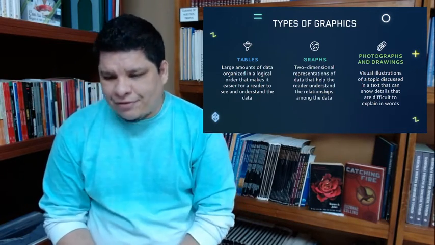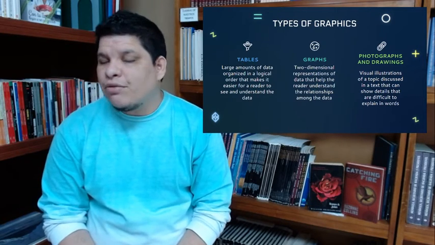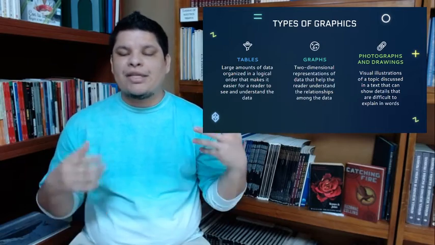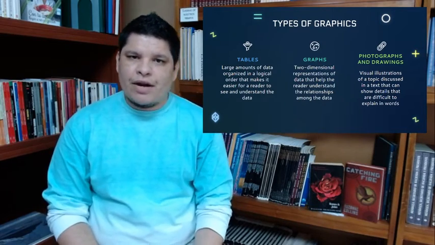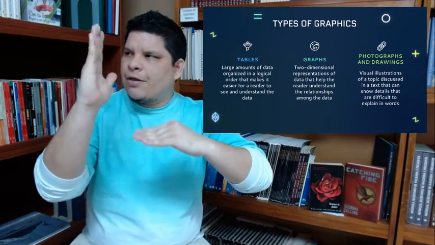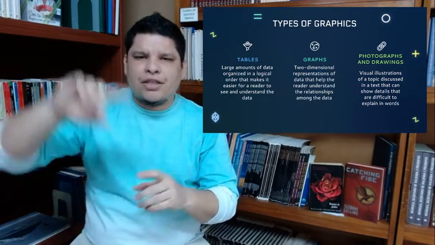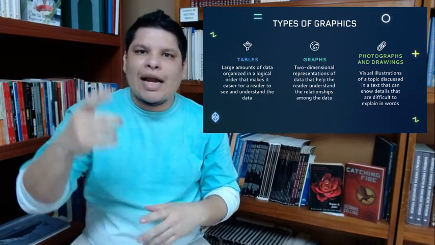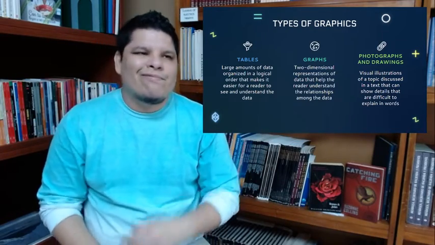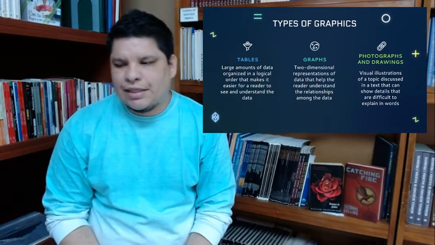Number two, graphs. Two-dimensional representations of data that help the reader understand the relationships among the data. All right? So we have always seen them. We have seen all of them. It's like this thing that has percents or percentages and how long it is, how high it is, or a graph or a graphical representation of statistics.